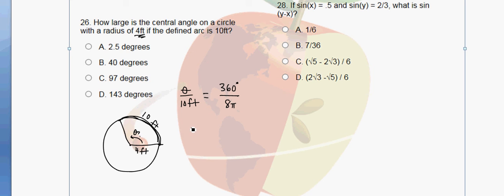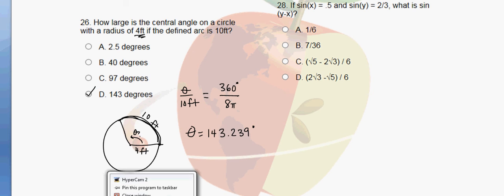So if you work out through the math, which I'm not going to work through, you get 143.239 degrees. So the closest choice is choice D.